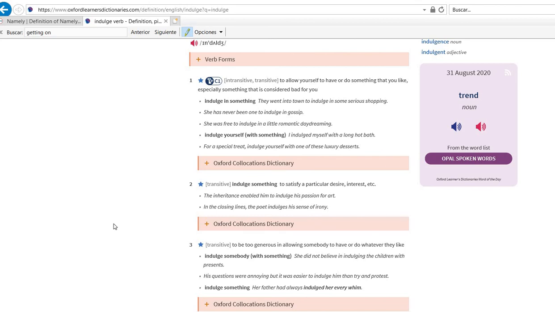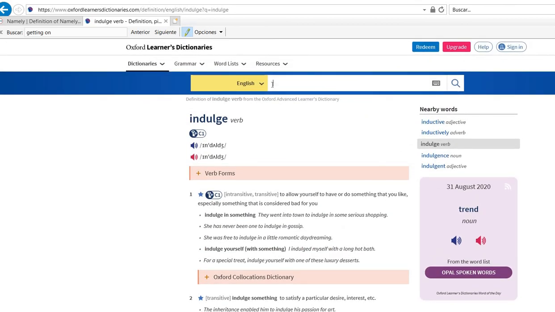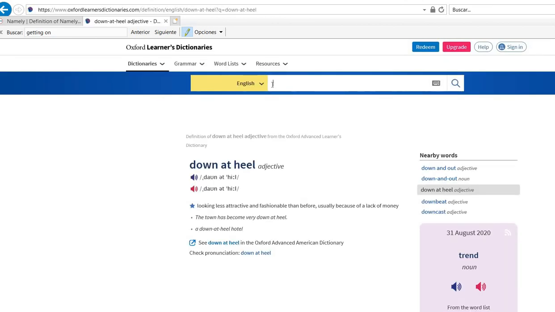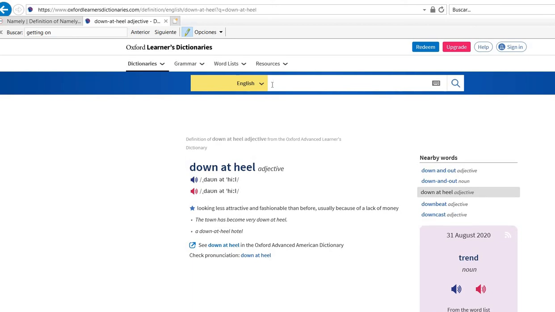Okay, now I wanted to have a look at these expressions, which are really nice. Down at heel, down at heel. A down-at-heel hotel or town. The idea is venido a menos: less attractive, less fashionable than before. That would be our venido a menos. Notice the hyphens if this is used as an adjective before the noun, and then after the verb, it is down at heel. And the other one is down and out.